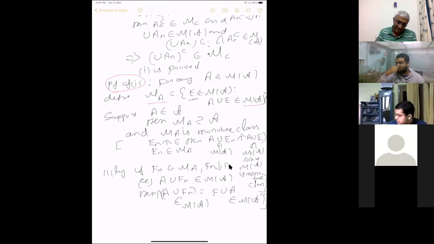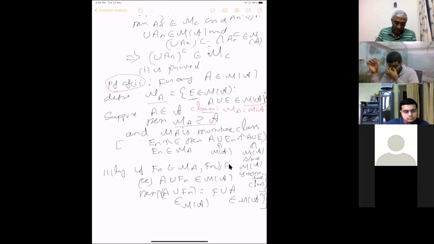So for any A, we are defining this M subscript A. Then the claim, let me write it: M subscript A equals M of A. This is our claim. To prove this claim, we have to do 2 things. One is to verify that script A is contained in M subscript A. Then you prove that M subscript A is a monotone class. Now it's clear where I am using this. Yes, sir, now it's clear. So we have verified that script A is contained in M subscript A.